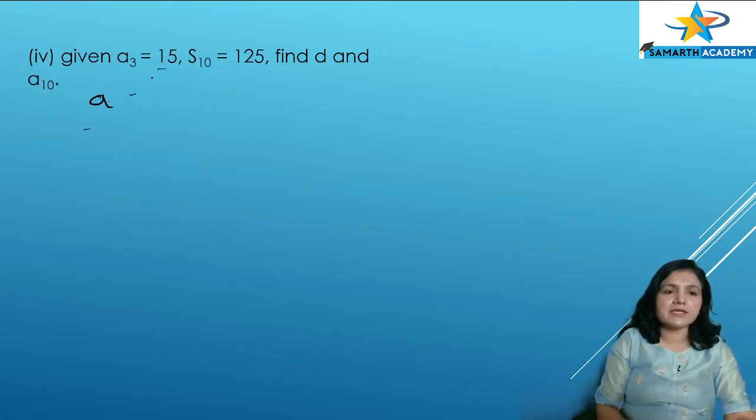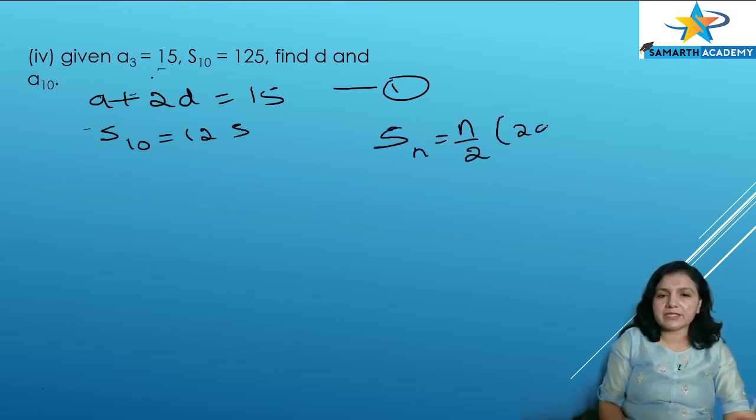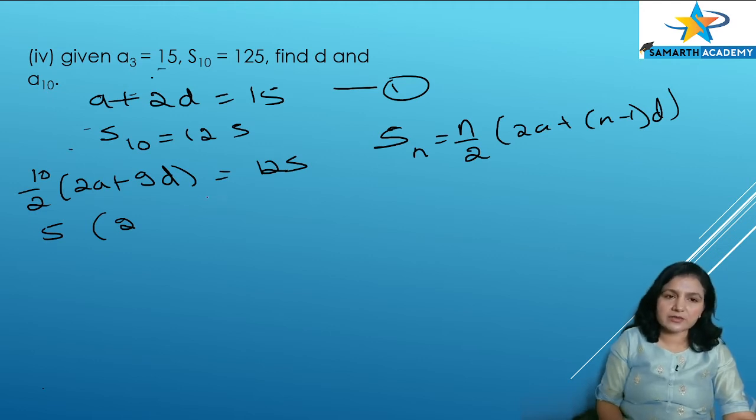This means a plus 2d equal to 15. Let me mark this equation as 1. Now S10 is equal to 125. Using the formula Sn equal to n by 2 into 2a plus n minus 1 into d, I'll write this S10 as 10 by 2 into 2a plus 9d equal to 125. So 10 by 2 is 5. The a value we don't know and d also we don't know. We'll write the equation in terms of a and d and then solve for equations 1 and 2.